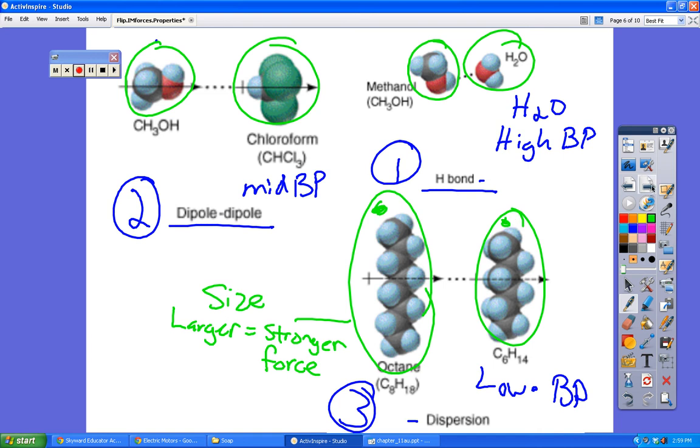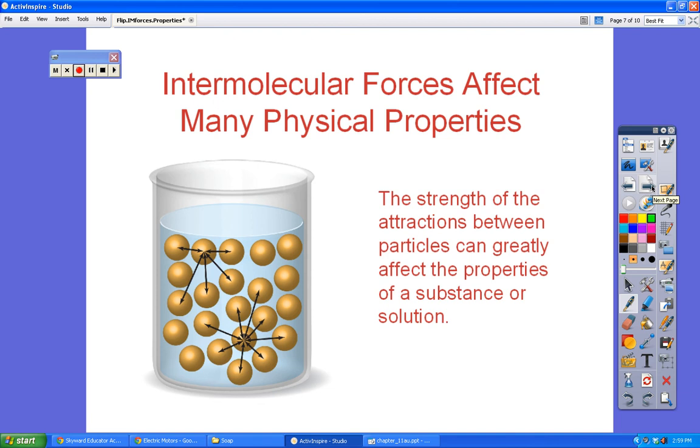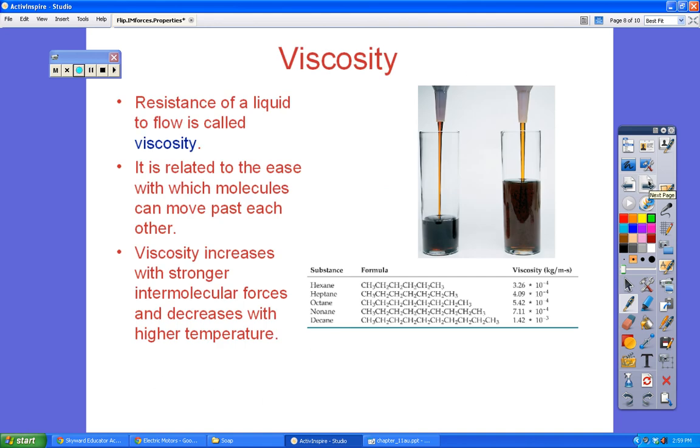This slide basically just talks about how molecules interact with each other, and the strength of those attractions affects many physical properties. We'll talk about those in class for the next couple of days. One of them is viscosity. I don't think you need to write a lot of this down, but here's a really good bullet point: viscosity increases with stronger intermolecular forces and decreases with higher temperature. So this part about intermolecular forces is important.